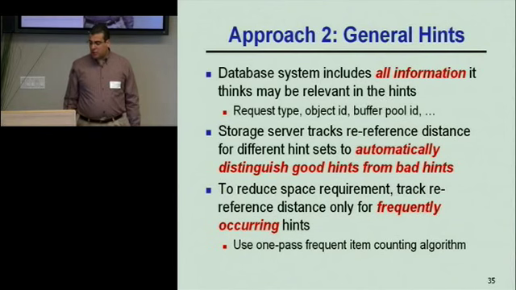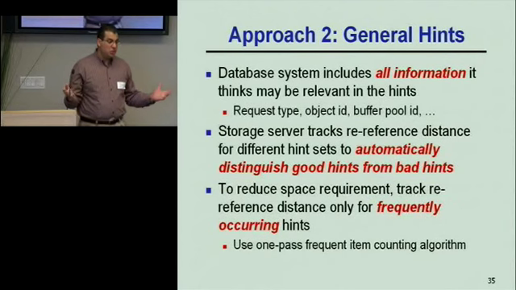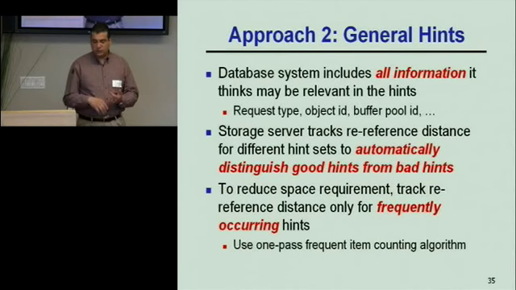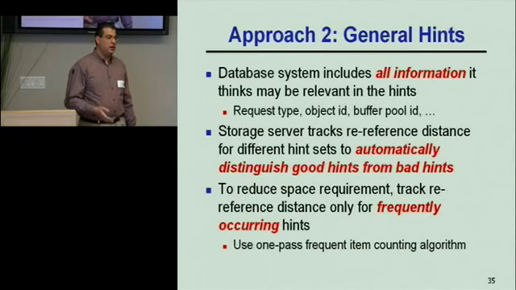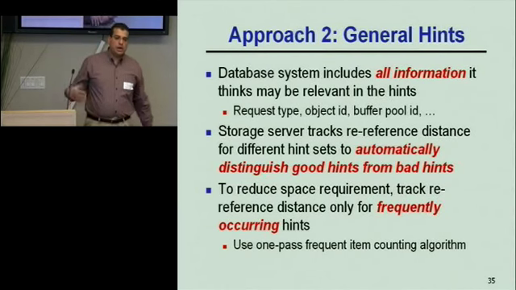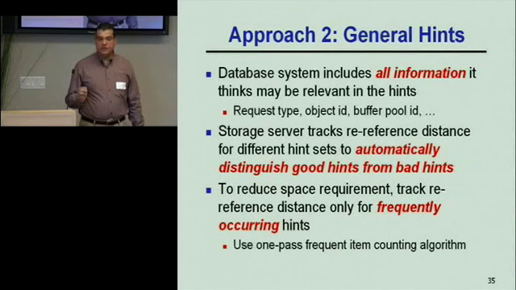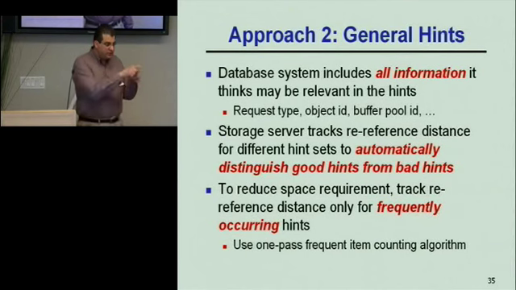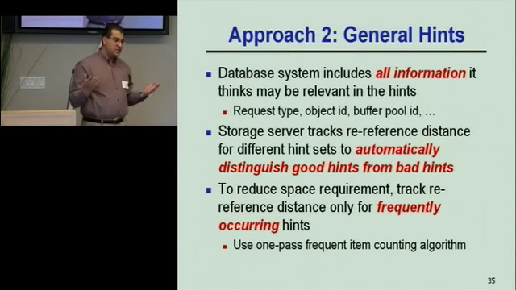Okay? Now, the challenge here is that the number of possible hints is exponential, so we need to reduce the space required for tracking re-reference distances. And we have two approaches for doing that. One is to use a decision tree to identify which hints matter, basically to reduce the dimensionality of the space. Another approach, which is the one I'm going to show here, is to only track frequently occurring hints. Okay, and when we track frequently occurring hints, we need to identify which hints. We're getting this stream of hints from the different clients, and we need to identify which of these are frequently occurring in an online way.